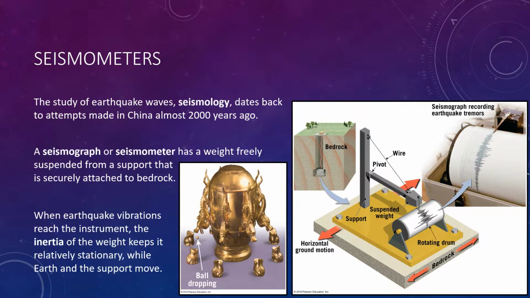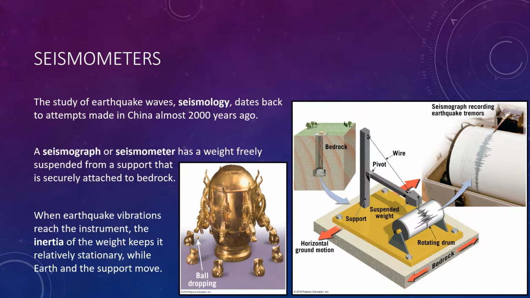In principle, modern seismographs, or seismometers, are similar to the instruments used in ancient China. A seismograph has a weight freely suspended from a support that is securely attached to bedrock, as you can see on the right. When vibrations from an earthquake reach the instrument, the inertia of the weight keeps it relatively stationary, while the earth and the support move. So in this device here, the support, the base, and the paper, and this pole all will start shaking back and forth. But the little arm with a weight and a pen don't move at all. So this entire piece of paper will basically just shift back and forth, and we'll see the reading of our seismograph.